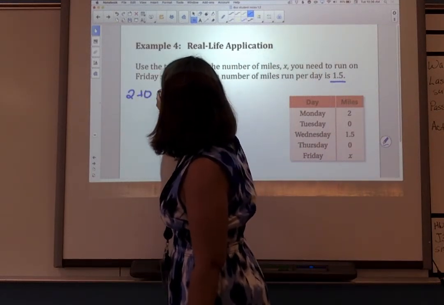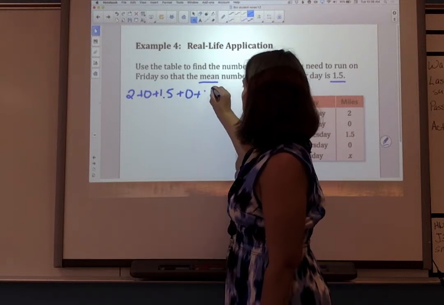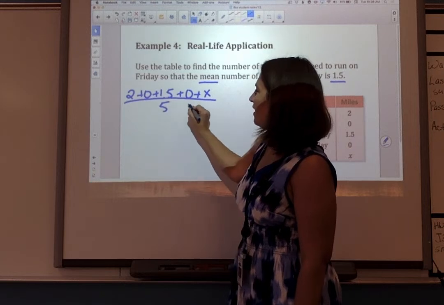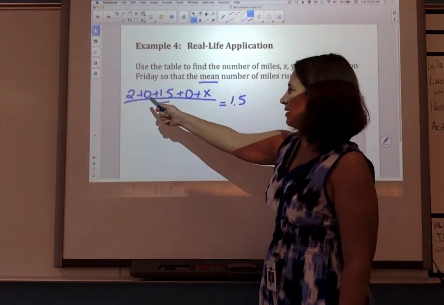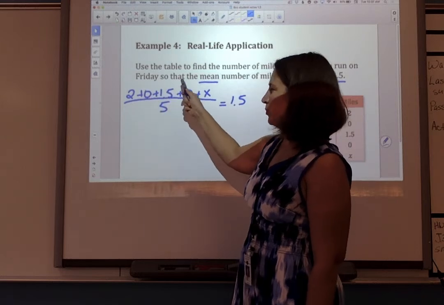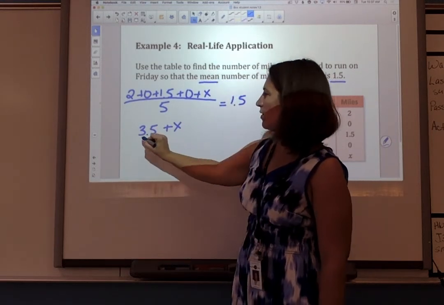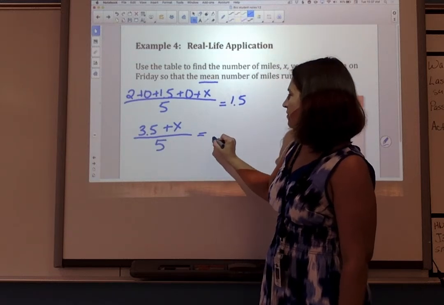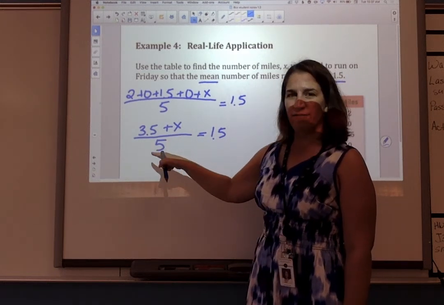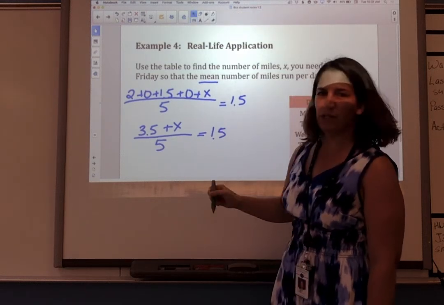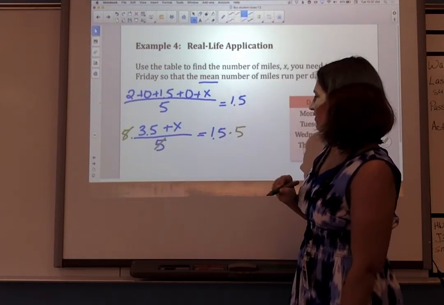So 2 plus 0 plus 1.5 plus 0 plus x, all divided by 5, equals 1.5. So let's combine our like terms first. We can combine all of these numbers here. 2 plus 0 plus 1.5 plus 0 is 3.5. So we have 3.5 plus x, however far we go on Friday, divided by 5 equals 1.5. Now, to get the x by itself, since we've divided by 5, we're going to need to multiply both sides by 5. I'm going to do that in another color so we can see it here. We'll multiply this side by 5 and this side by 5.